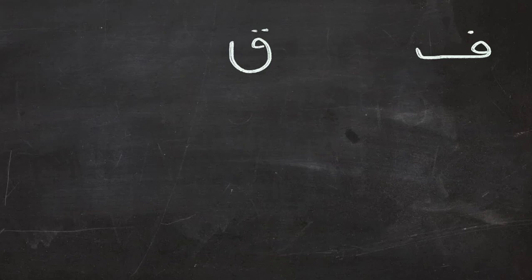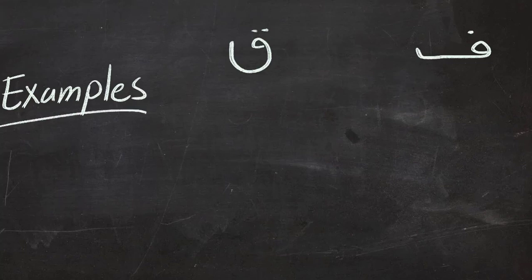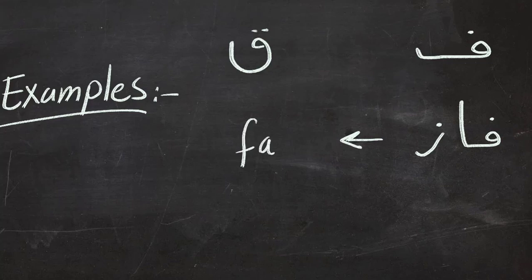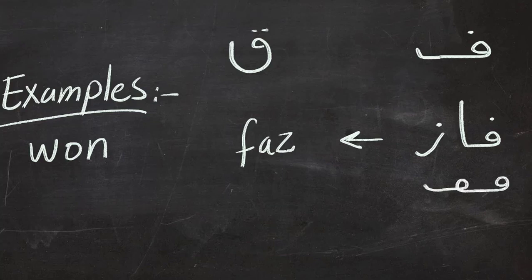So this, ladies and gentlemen, was the 6 letters of today that we talked about. We're going to have a set of examples involving the F and the Qaf with some previous letters that we have learned from previous lessons in this lesson too. The first one is faz. Faz means 1. Next example is faqr.